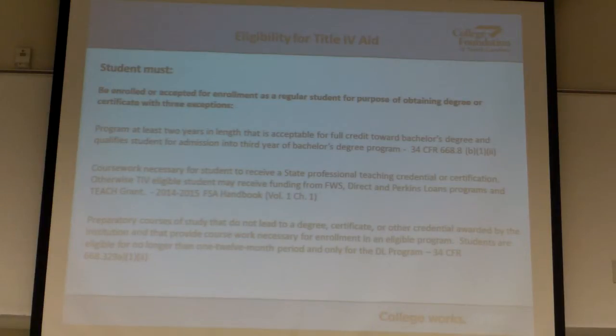One stipulation with those preparatory courses is that those preparatory courses can't be more than 12 months long. So you can't be preparing for more than a year to get into an eligible program and receive Title IV aid in those classes. But those are a few of the exceptions, and once again, the program-specific eligibility requirements for Title IV of federal aid.